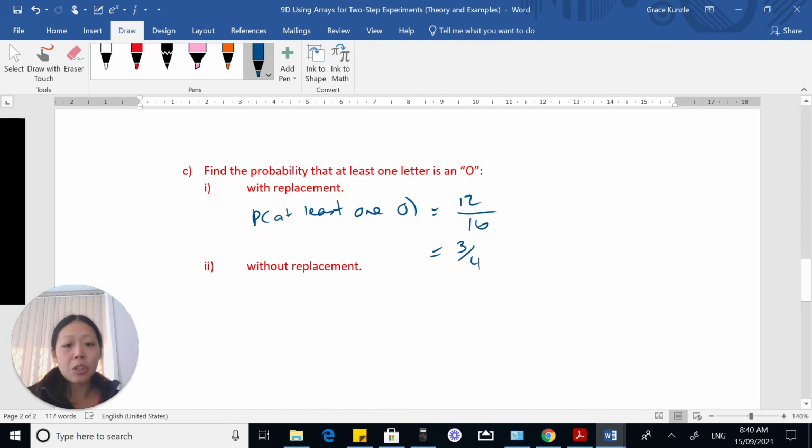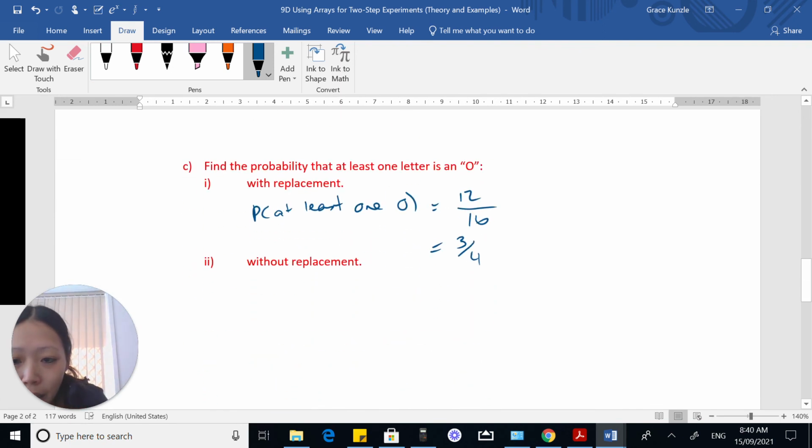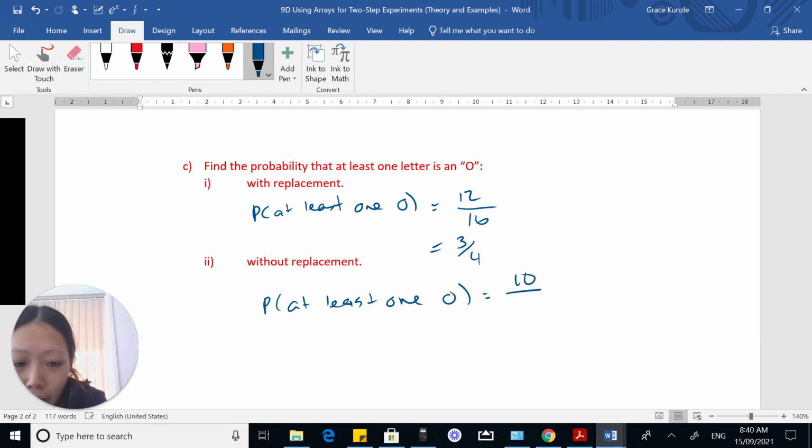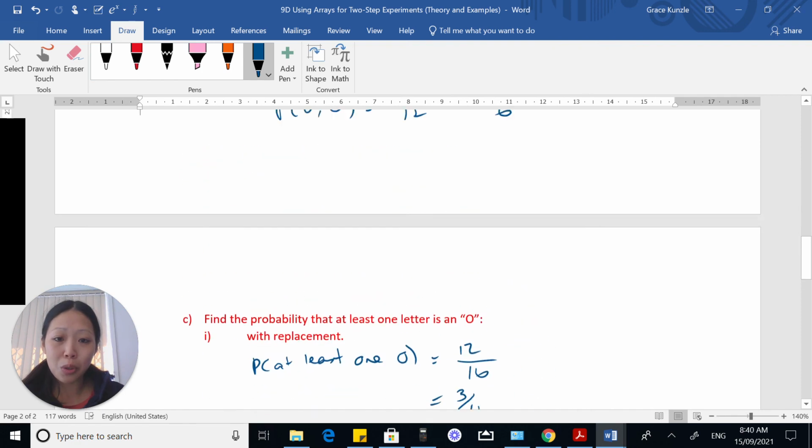Okay, let's check the answer for without replacement. At least one O. So 1, 2, 3, 4, 5, 6, 7, 8, 9, 10. So that was 10. So P(at least one O) is 10 out of 12 altogether. We can simplify this into 5/6. So see how there's different answers with replacement and without replacement. So it's really important that you know which one you are doing.